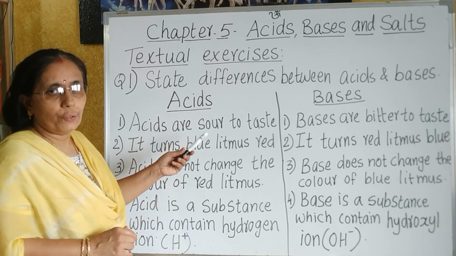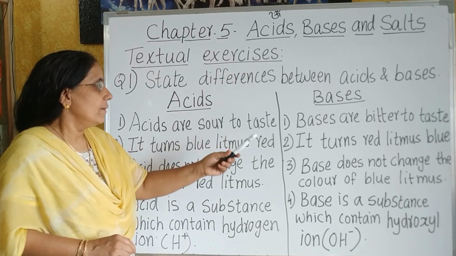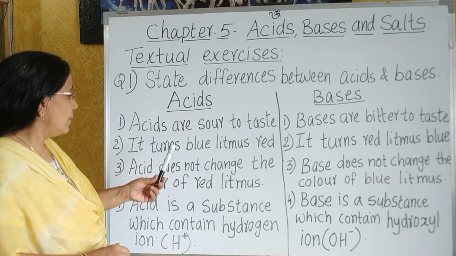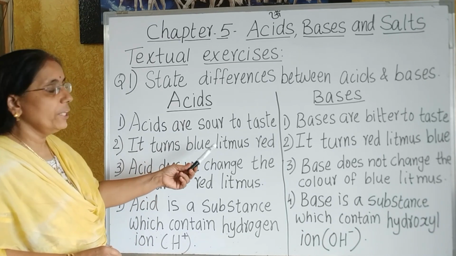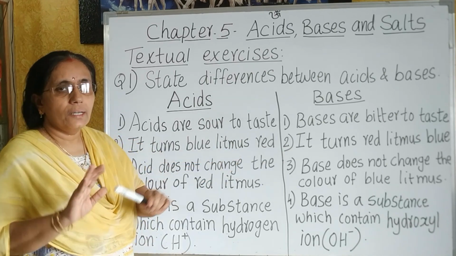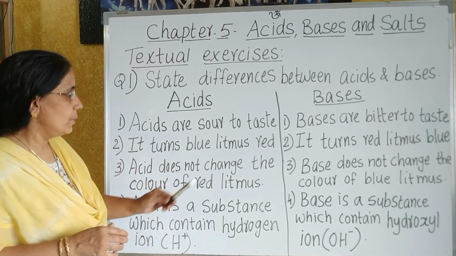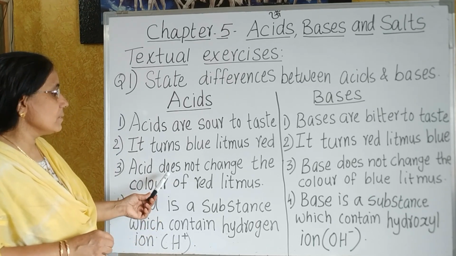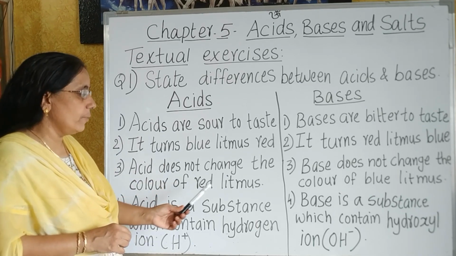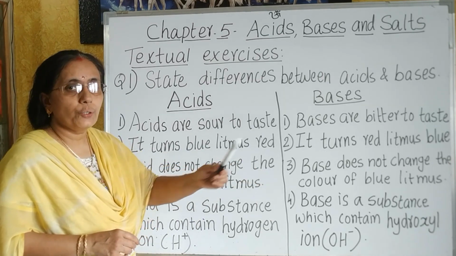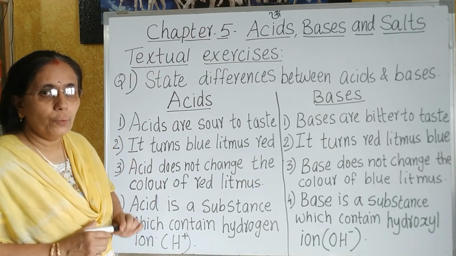Acids are sour to taste. Bases are bitter to taste. Acids turn blue litmus red, whereas bases turn red litmus blue. So the differences you have to remember. Acid does not change the color of red litmus. In the same way, base does not change the color of blue litmus.